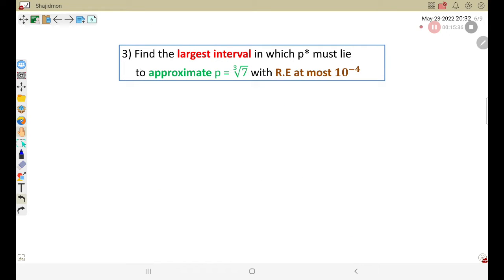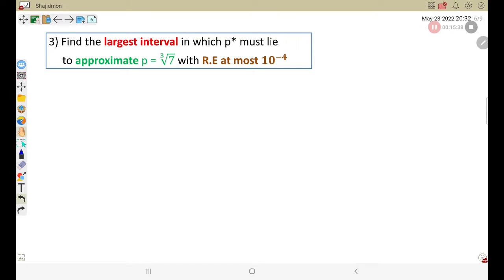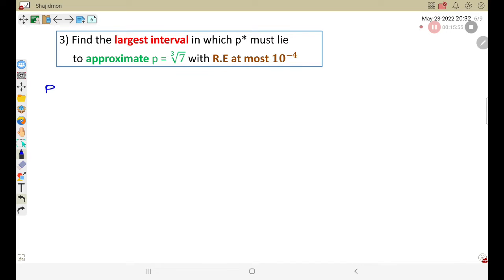This question: find the largest interval in which P star must lie to approximate P equal to cube root of 7 with relative error at most 10 power minus 4. So we will start from here. Relative error at most means less than or equal to 10 power minus 4. Now relative error means absolute P star minus P, divided by absolute P, less than or equal to 10 power minus 4. Correct? Same way as the question.